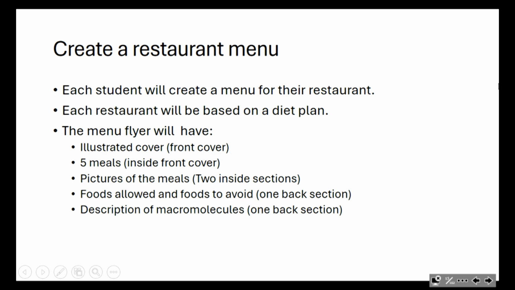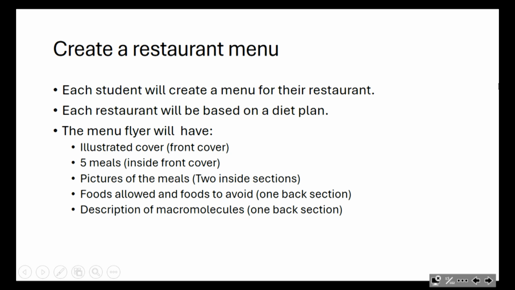Then I want you to generate a couple of meals to go along with it. And those meals should follow the diet that you picked. So if you picked a high protein diet, lots of meals with a lot of proteins. If you're picking a high fat diet, 5 meals with a lot of fats in them, okay? Then you're gonna come up with some pictures of those meals. Those go on the inside sections. You can draw them, you can print them off, whatever your teacher wants to do is fine, okay? And then on one section, you're going to talk about foods that are allowed and foods to avoid if you want to stick to this diet.